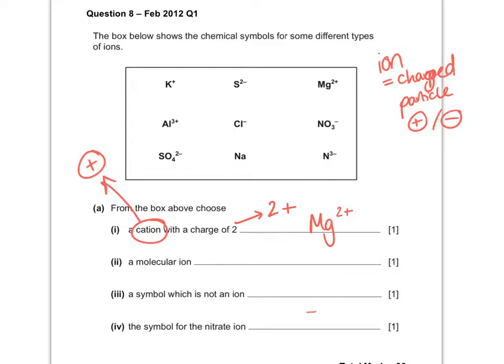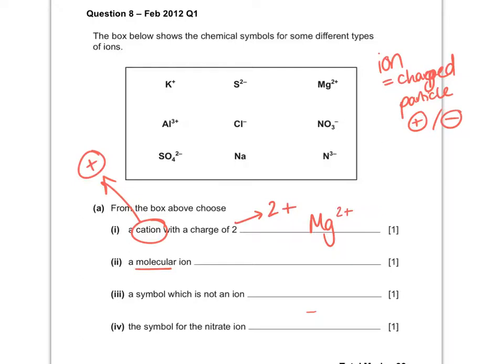A molecular ion then is essentially an ion that is a molecule. So the likes of K plus and S2 minus and Cl minus, Mg2 plus and N3 minus and Al3 plus, those are just single atoms that have become charged by either losing or gaining electrons. So we would call them simple ions, and they're just a single atom that has become an ion.